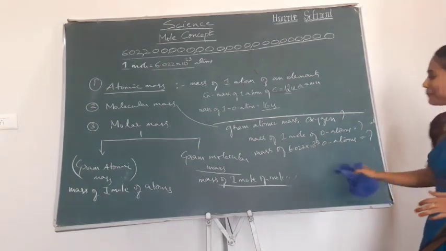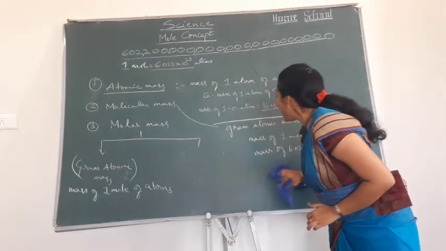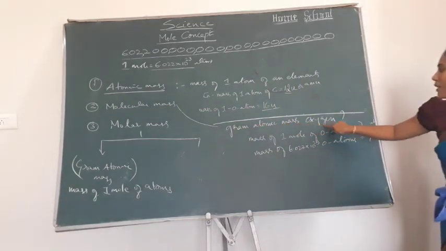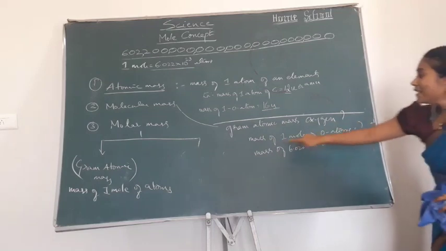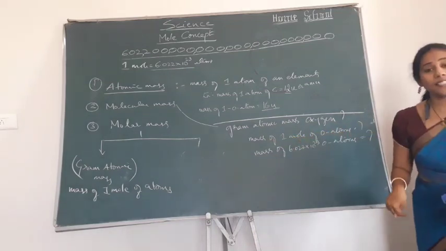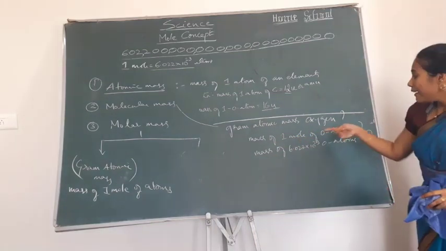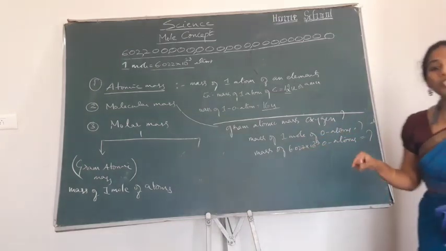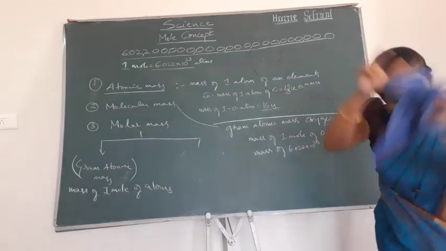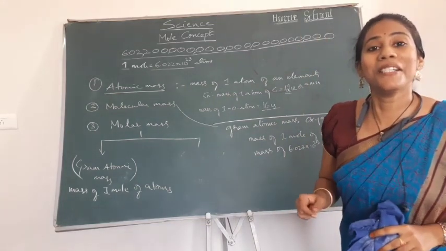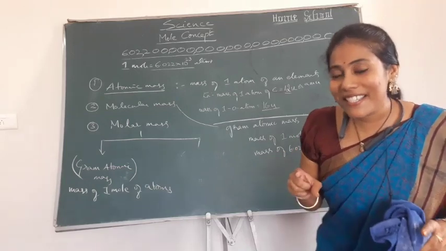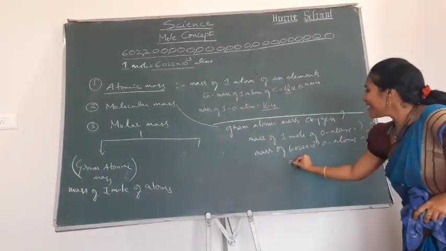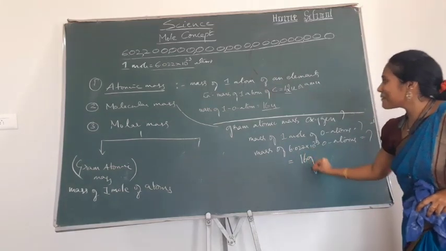Got to know the in-depth meanings, guys? So what do you mean by gram atomic mass of oxygen? The meaning is the mass of 1 mole of oxygen that I am asking you. Again, 1 mole of oxygen means the mass of 6.022 into 10 to the power of 23 oxygen atoms. So how much is the answer? Interestingly, surprisingly, here the answer is 16 grams.